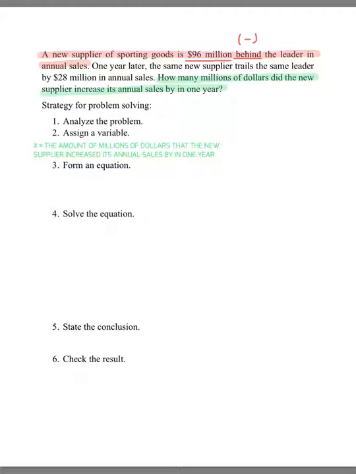1 year later, the same new supplier trails the same leader by $28 million in annual sales. Okay, so again, we have a keyword being trails, and the numerical value is $28 million. So trails is, again, another indicator of subtraction. Whenever you're trailing something, you're behind, just like the previous word that was highlighted, and therefore they're both indicators of subtraction or negativity. And then we're going to see how they play out when we create the equation. So there we go. We've analyzed the problem. Now let's go ahead and try to create an equation from this.